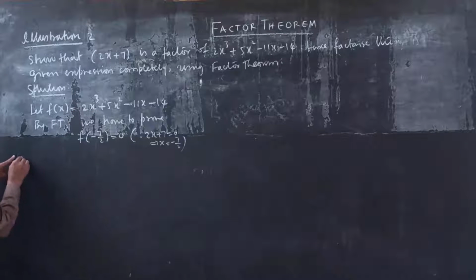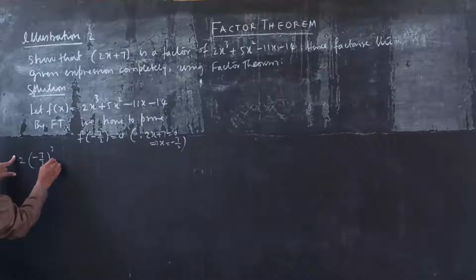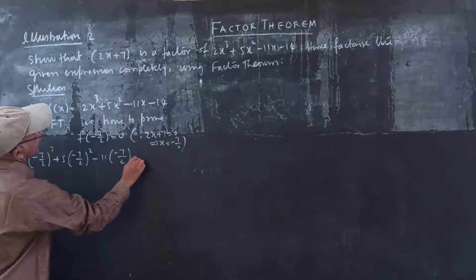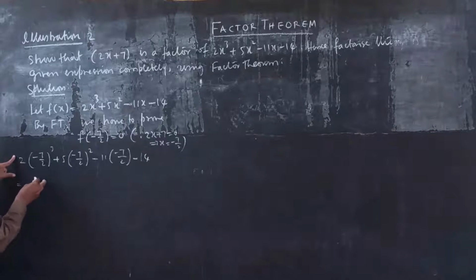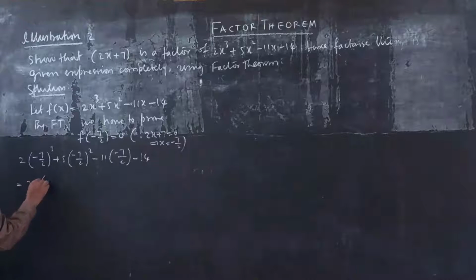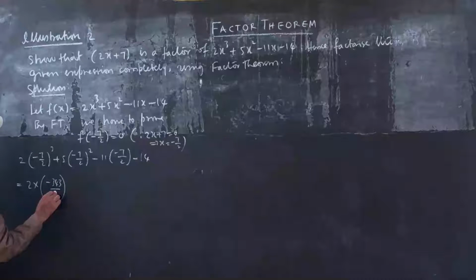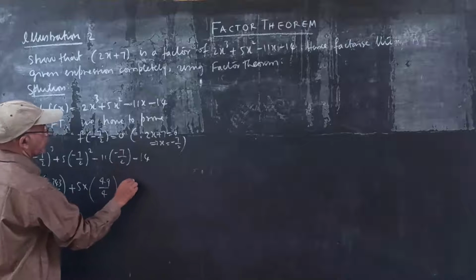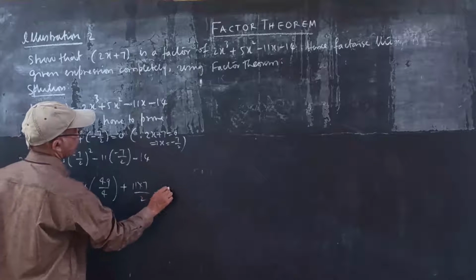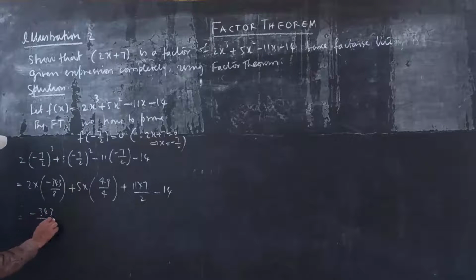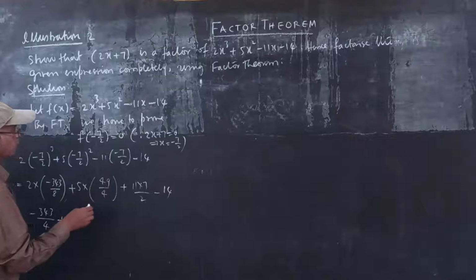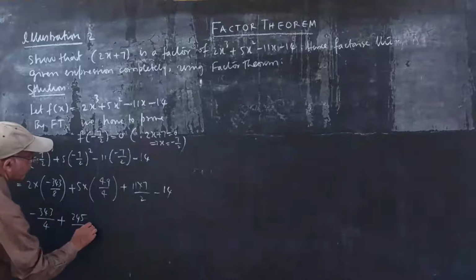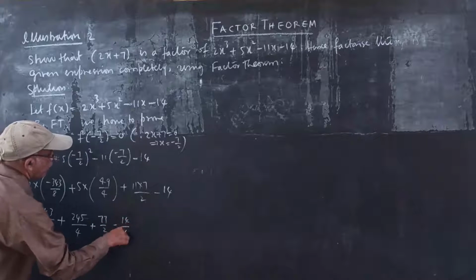Now we shall substitute in this polynomial 2 into (minus 7 by 2) whole cube plus 5 into (minus 7 by 2) whole square minus 11 into minus 7 by 2 minus 14. This is equal to 2 into minus 343 by 8 plus 5 into 49 by 4 plus 11 into 7 by 2 minus 14. So you will get minus 343 by 4 plus 245 by 4 plus 77 by 2 minus 14 by 1.